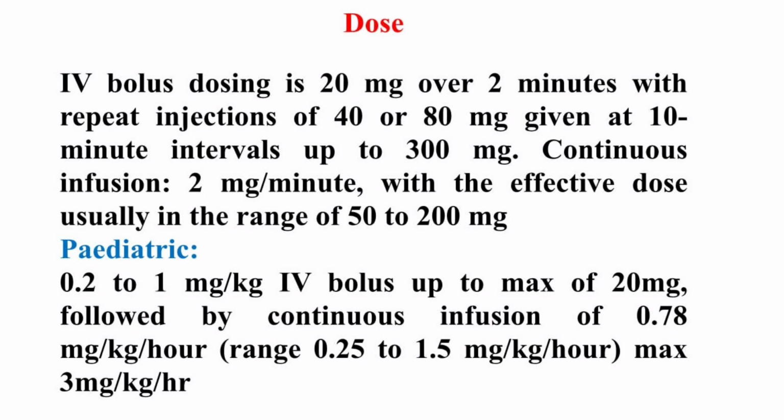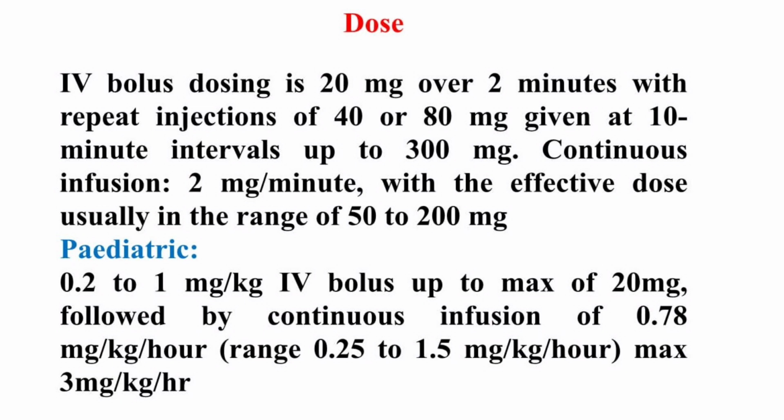Dose: IV bolus dosing is 20 mg over 2 minutes with repeat injection of 40 or 80 mg given at 10 minute intervals up to 300 mg. Continuous infusion is 2 mg per minute with an effective dose usually in a range of 50 to 200 mg.